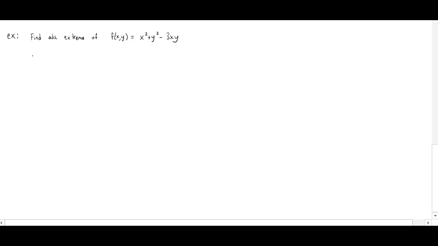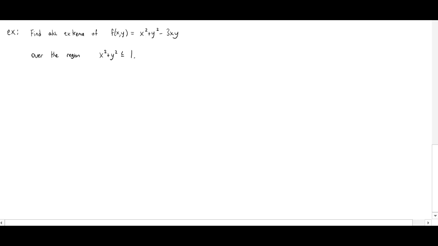Find the absolute extrema of f over the region x squared plus y squared less than or equal to 1. Okay, so this question is actually kind of similar to some of the examples that we did last time, where it's finding absolute extrema of a function over a closed and bounded region.